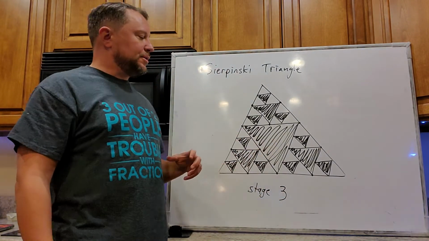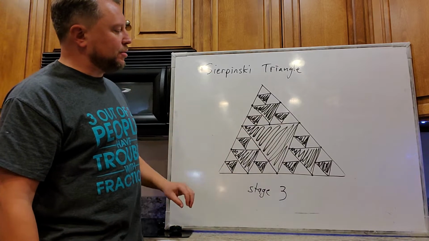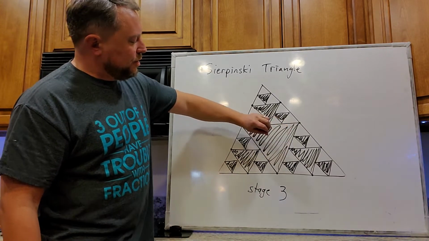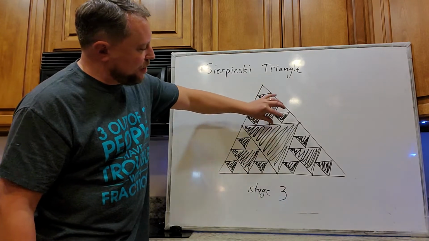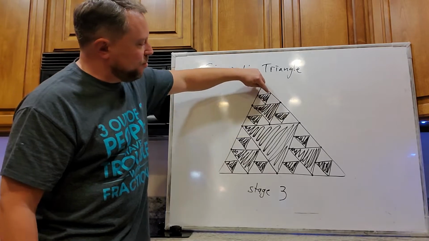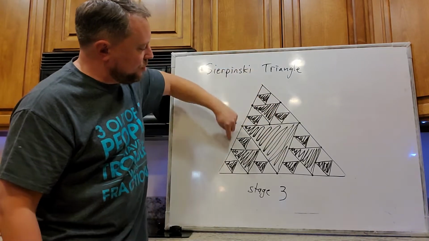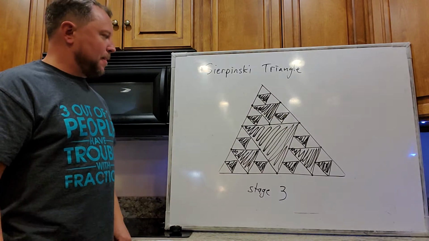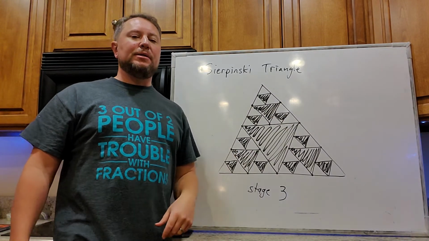You can kind of see it in the shaded-in triangles as well. We had one big one here. That was stage 1. Stage 2 had these medium-sized ones here, here, and here. And then stage 3 had the even smaller ones surrounding those. Here, here, and there. So that's a Sierpinski triangle.